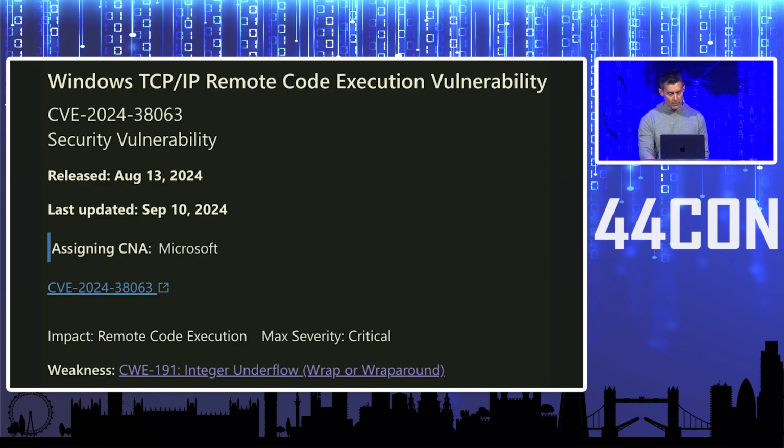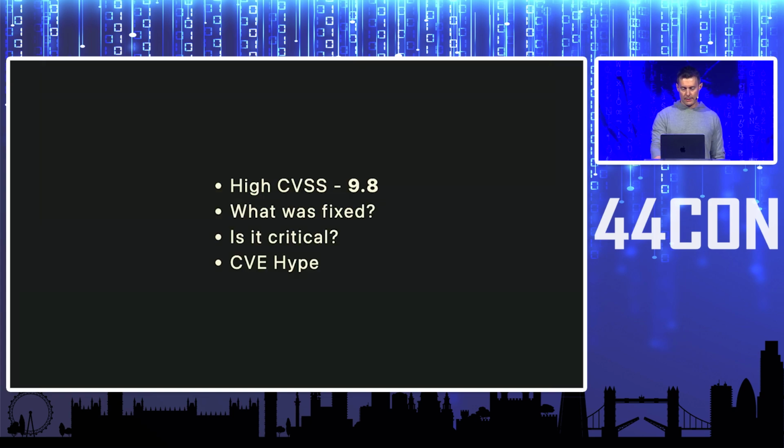Let's look at another example. This was a recent Windows TCP/IP RCE. This was, I guess, a capability for unauthenticated attackers: a series of packets could be sent to trigger this vulnerability, and it had a high CVSS score. What was fixed?